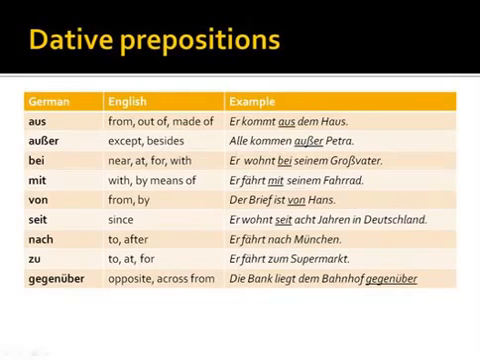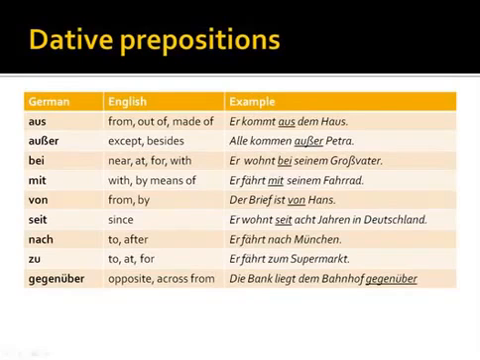Aus means from, out of, or made of. So, for instance, kommt aus dem Haus. He's coming out of the house. He's leaving the house. He's exiting the house. Now, I could also say, der Tisch ist aus Holz. The table is made of wood. In this instance, to express the concept made of, I would use the dative preposition aus.